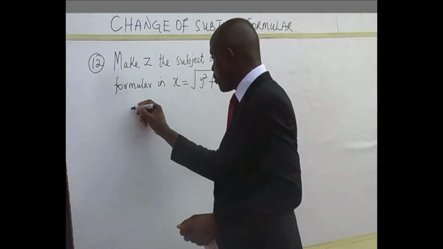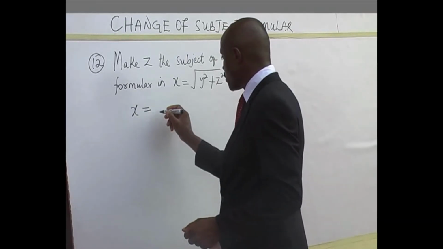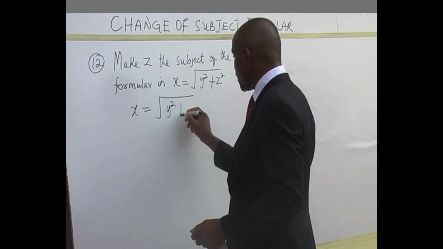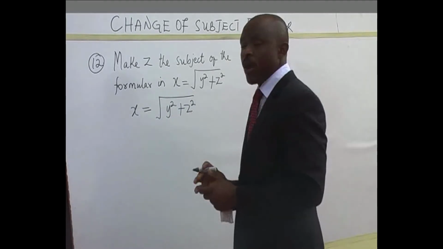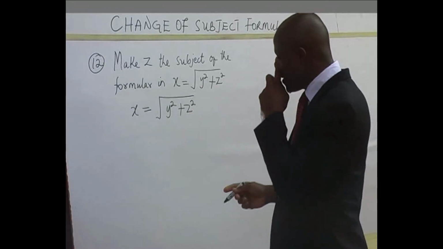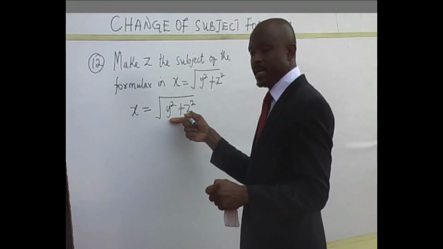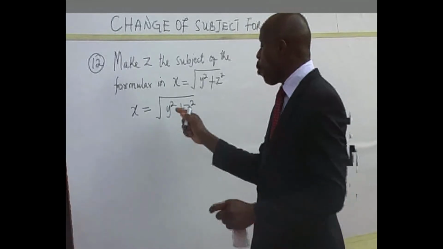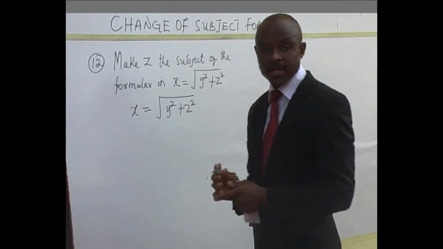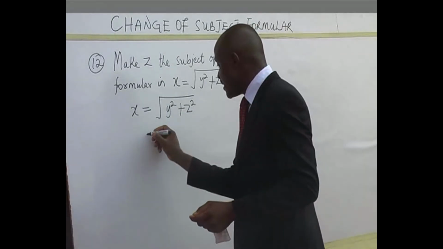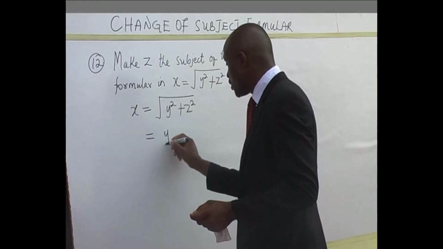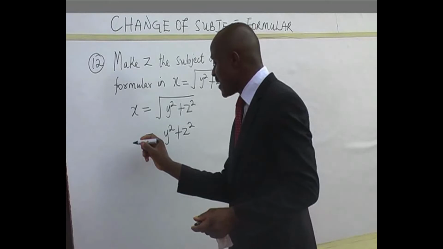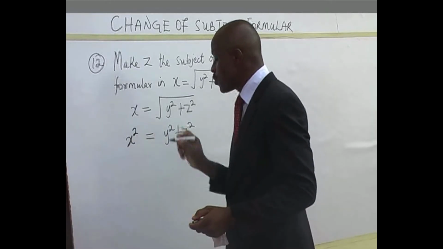Bring out the equation. The equation is x is equal to the square root of y squared plus z squared. The first thing you do here is, when you square the square root of y squared plus z squared, you are going to have y squared plus z squared. When you do that, you find out that in the right-hand side of the equation, you'll be left with y squared plus z squared, while in the left-hand side, you're going to have x squared.